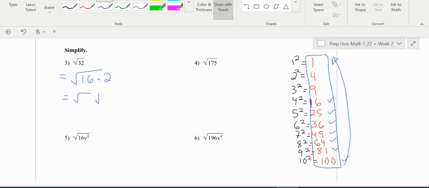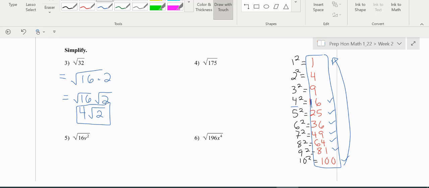And the product property tells us that we can break this up into two separate radicals. So what I'm really doing is the square root of 16 times the square root of 2. The square root of 16 I can see is 4, because 4 squared is 16. The square root of 2, I can't simplify that any further. The only perfect square that divides into 2 is 1. And so my answer is 4 radical 2.